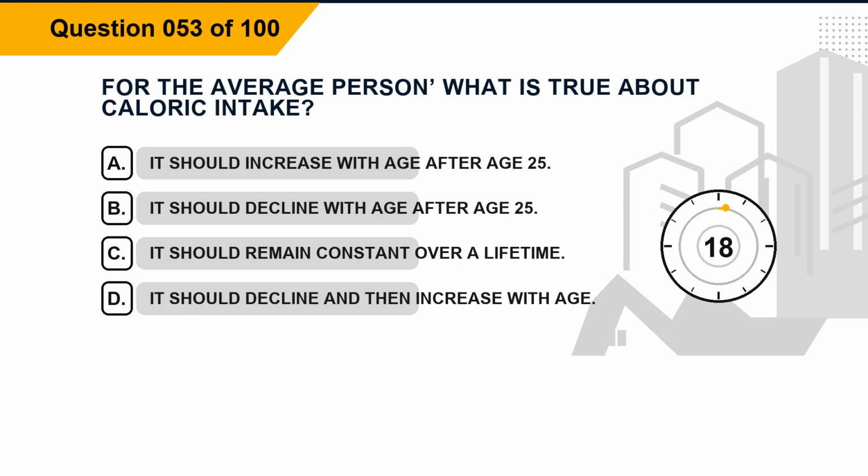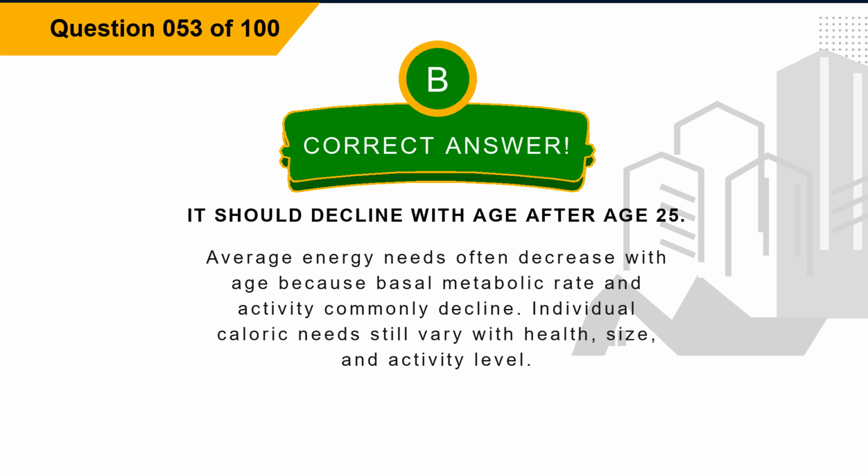Question 53. For the average person, what is true about caloric intake? Option A, it should increase with age after age 25. Option B, it should decline with age after age 25. Option C, it should remain constant over a lifetime. Option D, it should decline and then increase with age. The correct answer is option B, it should decline with age after age 25.